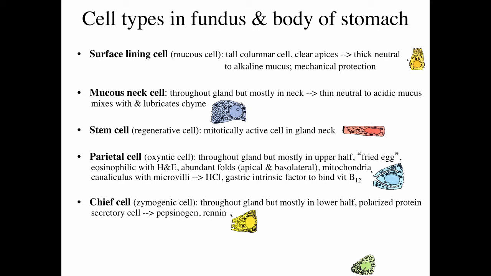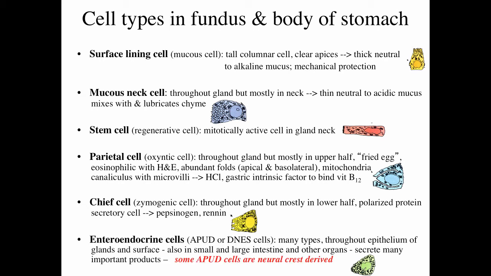These are the cells in the stomach that secrete pepsinogen and renin. And finally, the enteroendocrine cells, also called APUD cells or DNES cells. There are many cell types like this. They're located throughout the epithelium, in the glands and on the surface in the stomach. They're also in the small and large intestine, and they are in other organs in the body.